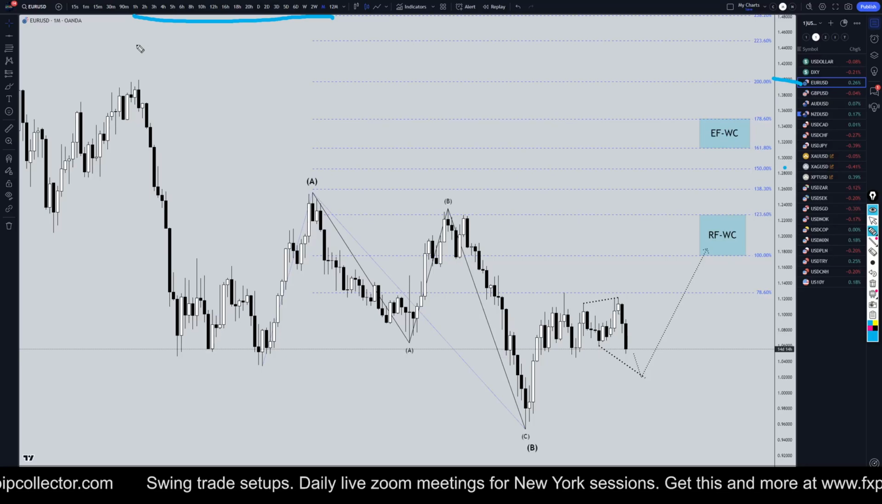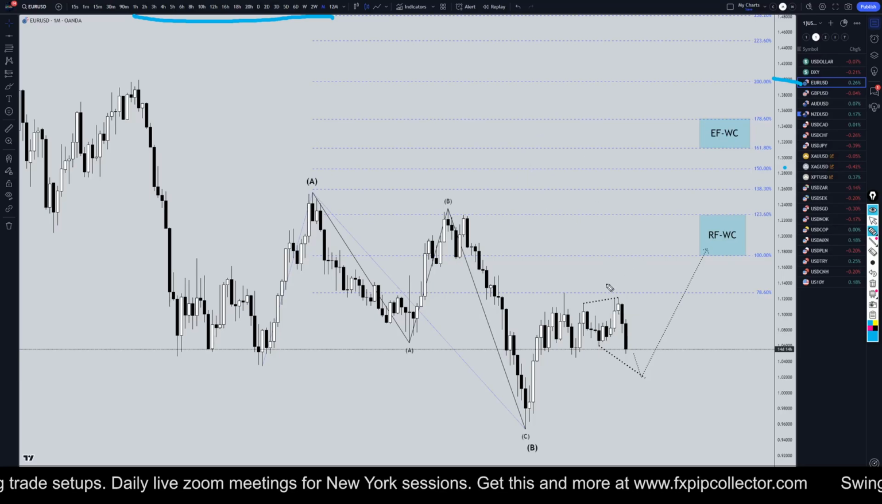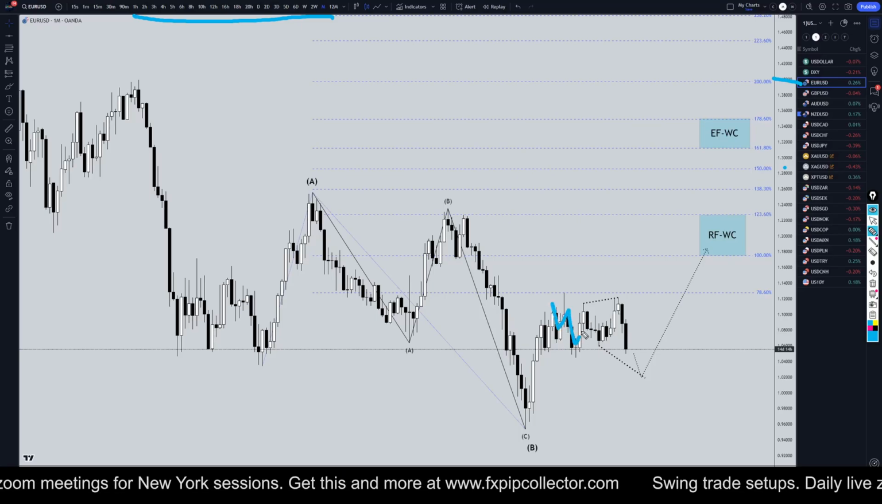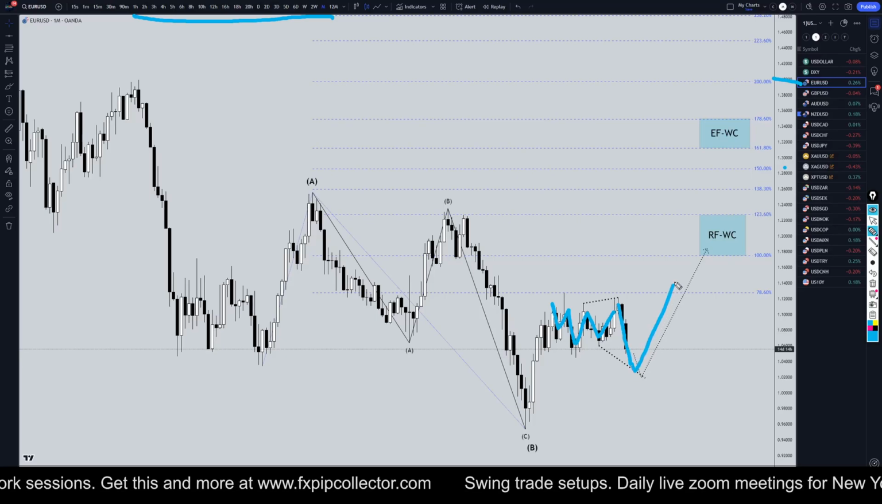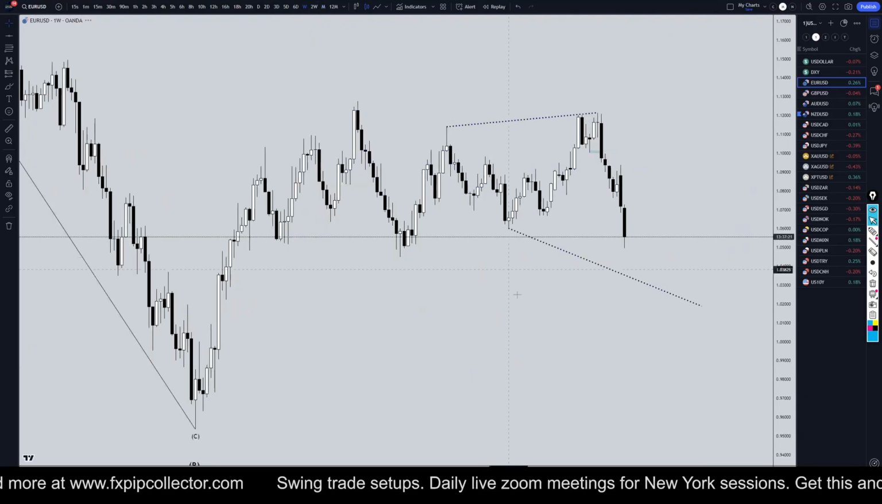So anyways, on the Euro dollar monthly, it definitely looks like a double three pattern to me. It looks like three waves down, three waves up, and then five waves down before we actually do end up continuing back up. So let's take a look at it on the weekly time frame.